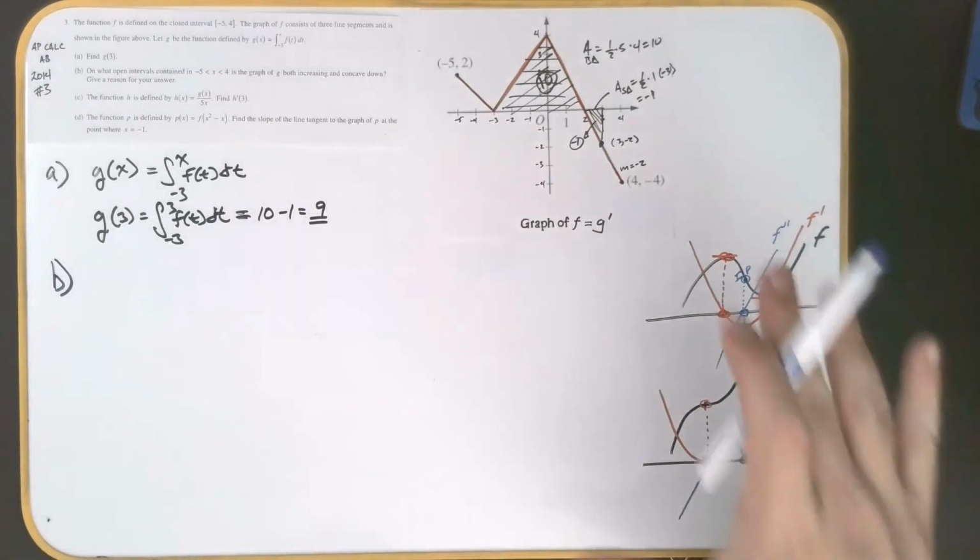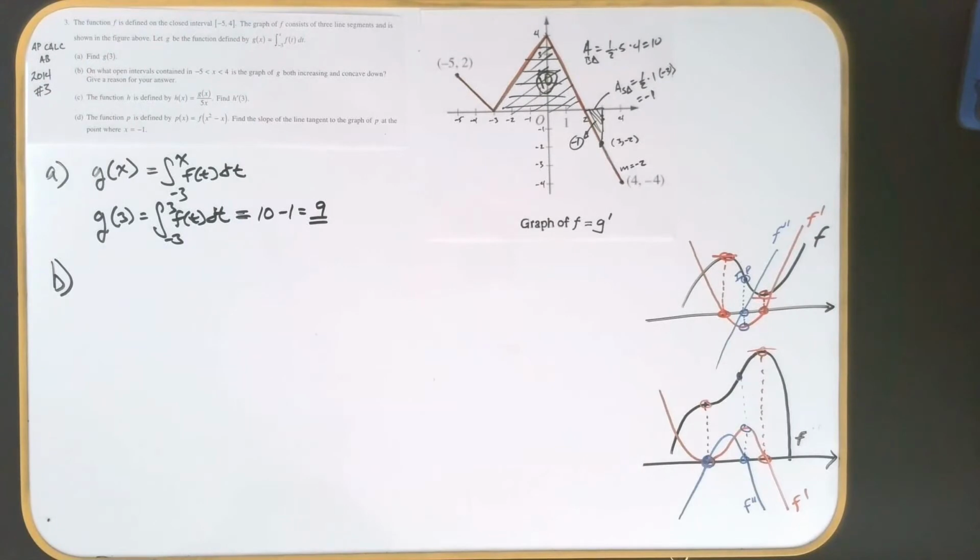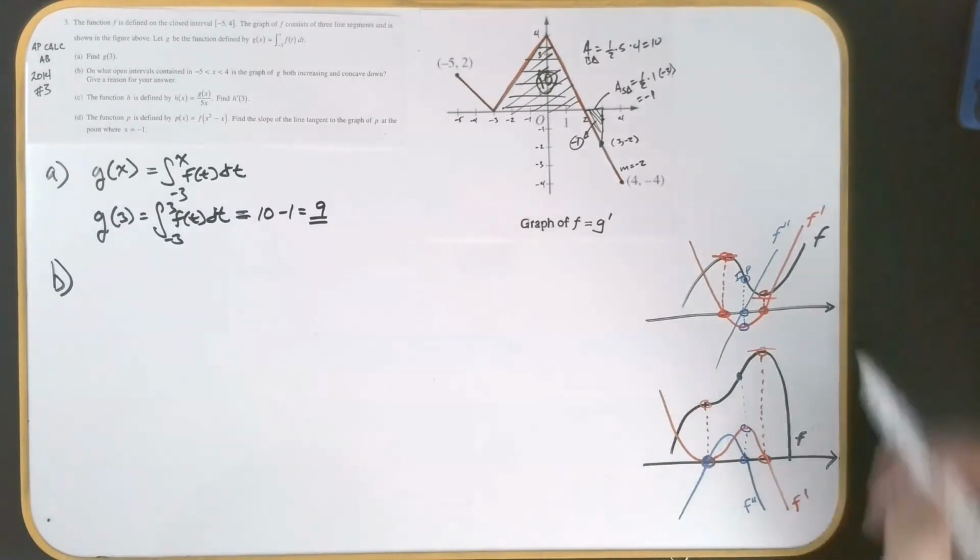Okay, so you want to have this always available to refer to, and now we're going to go back to the question, because the question asks this. It says, on what interval is the graph of g both increasing and concave down? Well, let's just get the increasing taken care of. Okay, so let's look at this graph here.